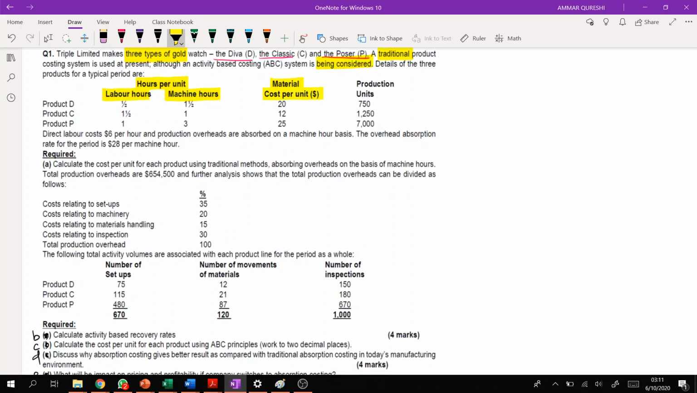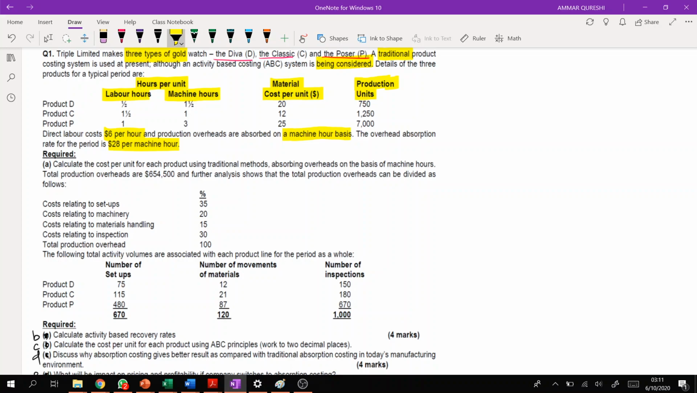You may pause this video and try to read this question on your own, otherwise you may continue. Material cost is given, and then production quantity is also given in this question, right? So these things are given. Then the question says direct labor cost is $6 per hour, and production overheads are absorbed on the basis of machine hours. The overhead absorption rate for the period is around 28 pounds per machine hour. So fortunately, the examiner has given you the overhead recovery rate. In the absence of the overhead recovery rate, we have to calculate that, right?